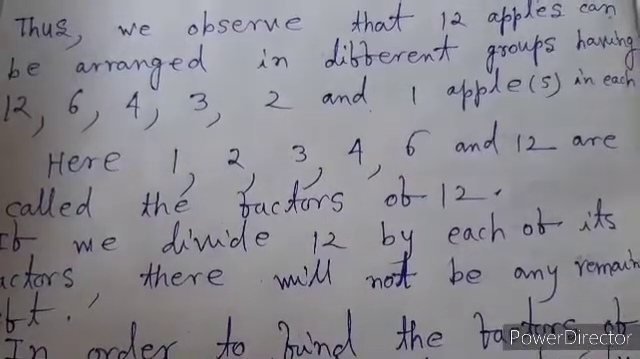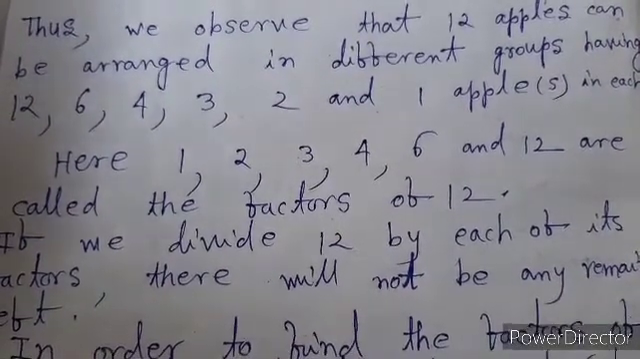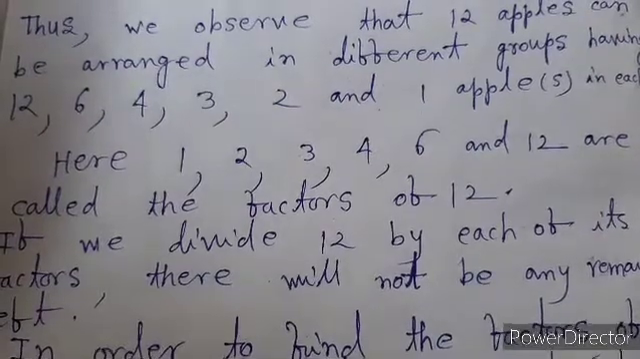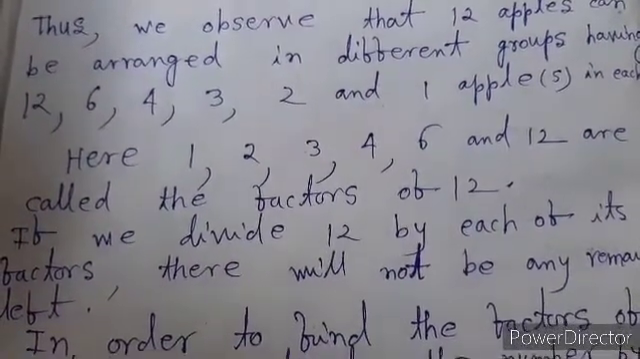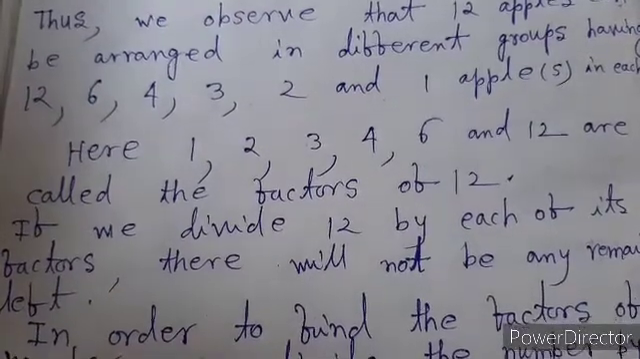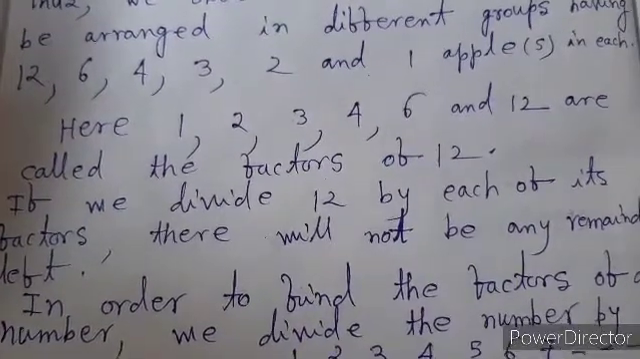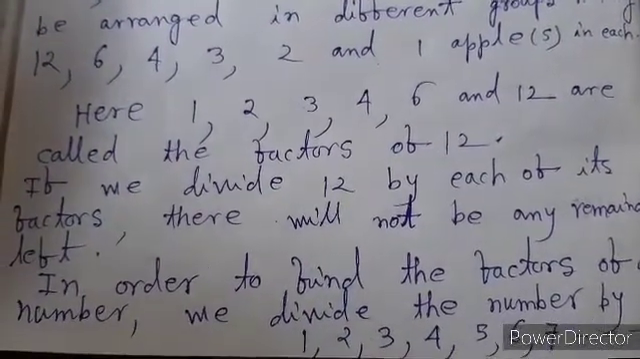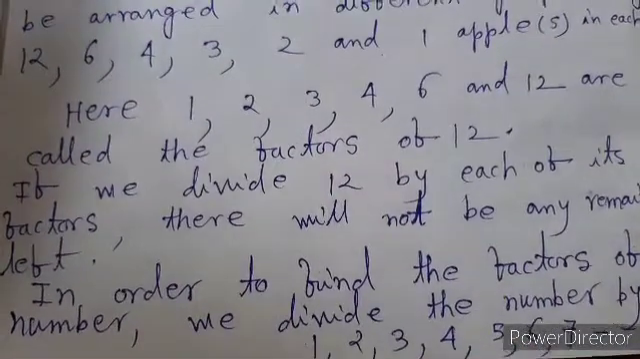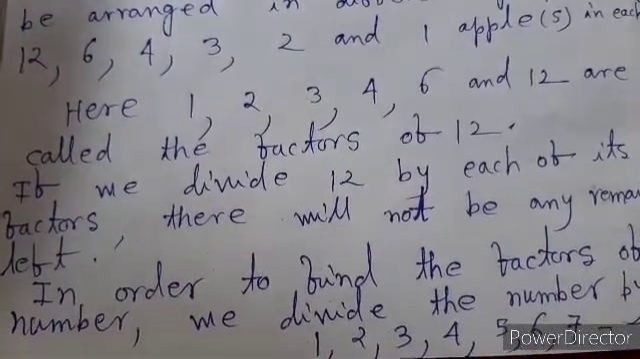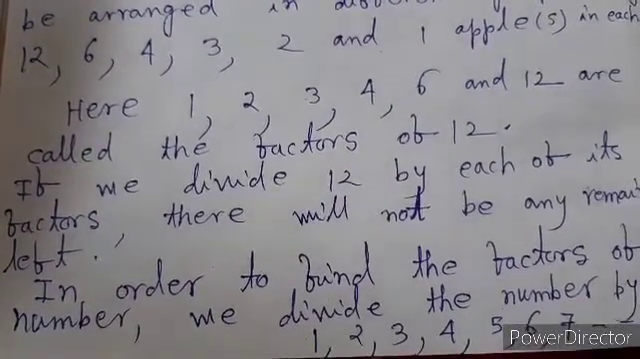Thus we observe that 12 apples can be arranged in different groups having 12, 6, 4, 3, 2 and 1 apples in each. Here 1, 2, 3, 4, 6 and 12 are called the factors of 12. If we divide 12 by each of its factors, there will not be any remainder left. That means the remainder is 0.